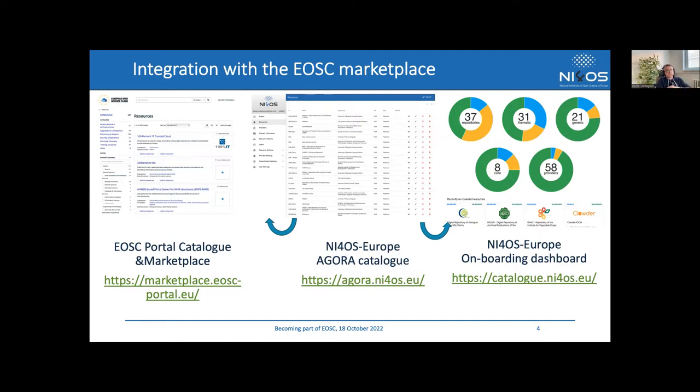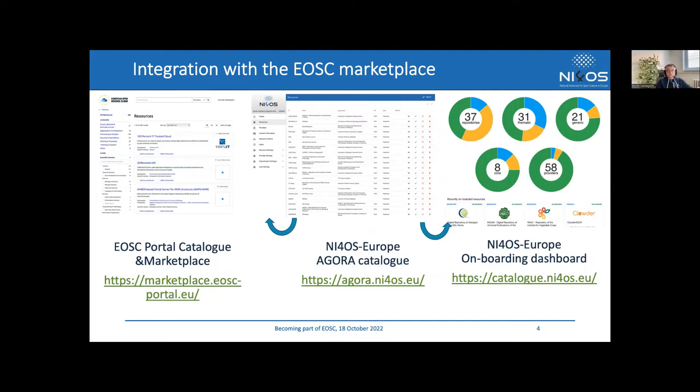For example, we have this categorization of the services into repositories, thematic services and generic services. Somehow this is a project-specific categorization of the services within the EOSC marketplace. We have a fine-grained categorization of the same resources. And of course, now you can ask why do we have three different places to store information. There are many reasons, but the main reason is that we are focused within the project. We have different stakeholders. Agora is primarily oriented to resource providers. The NI4OS-Europe onboarding dashboard is oriented more to regional scientific communities, and the EOSC marketplace is oriented to, let's say, pan-European researchers.